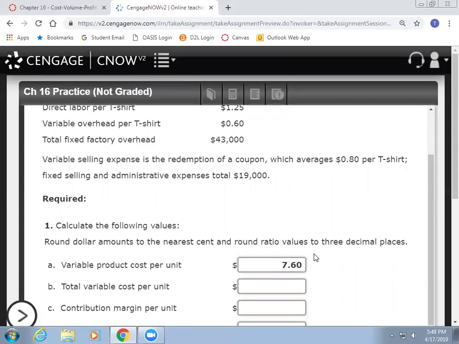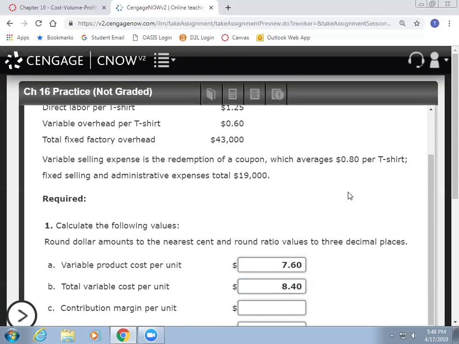So yeah, variable product cost per unit is direct materials plus direct labor plus our variable overhead. Just those three costs. And then on B, it wants the total variable cost per unit. So we're taking that and adding in the variable selling expense of 80 cents, because that helps us calculate our contribution margin. So $7.60 plus the additional 80 cents is $8.40. That's our total variable cost per unit.